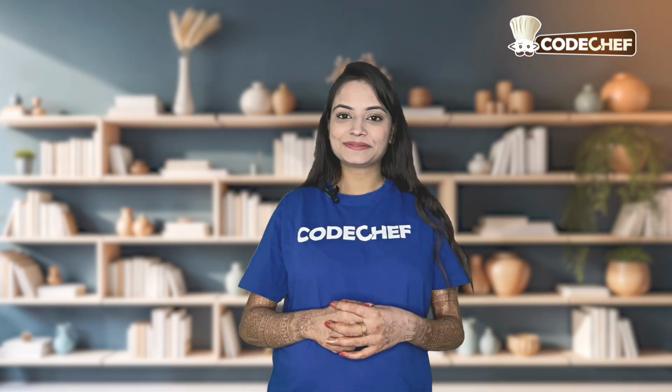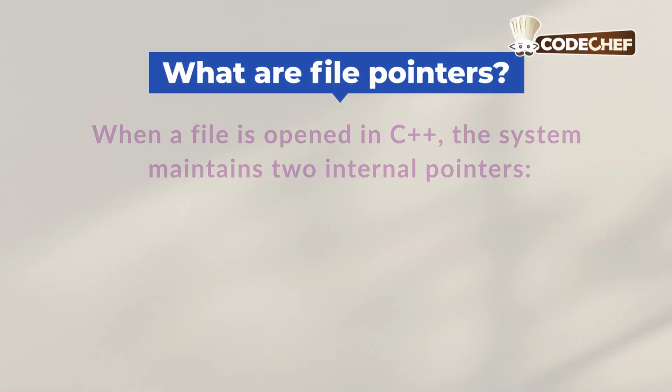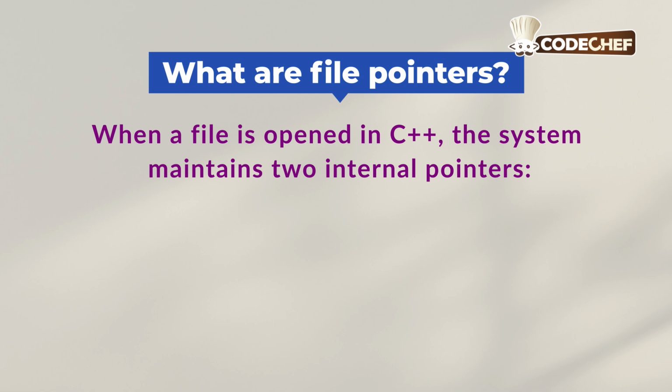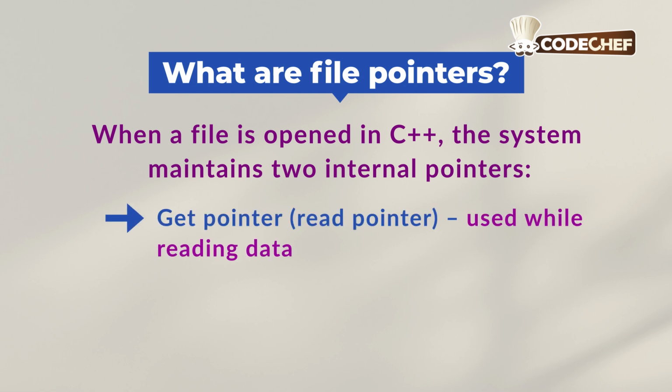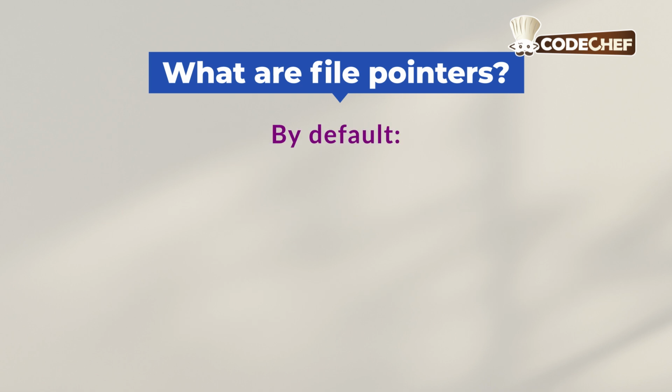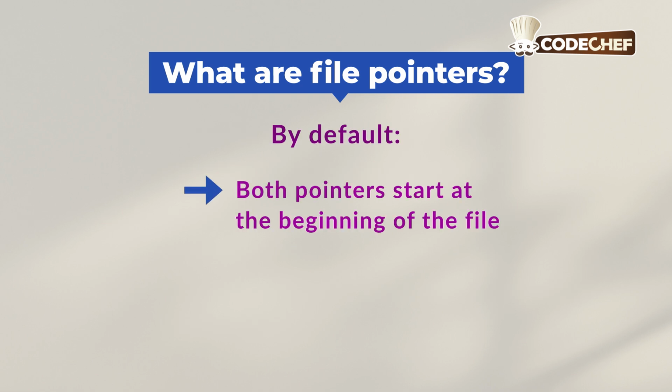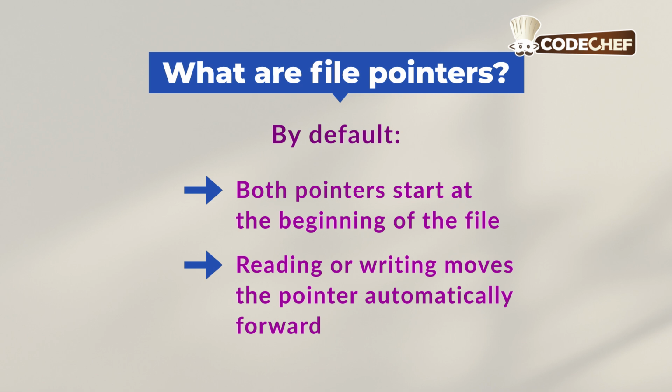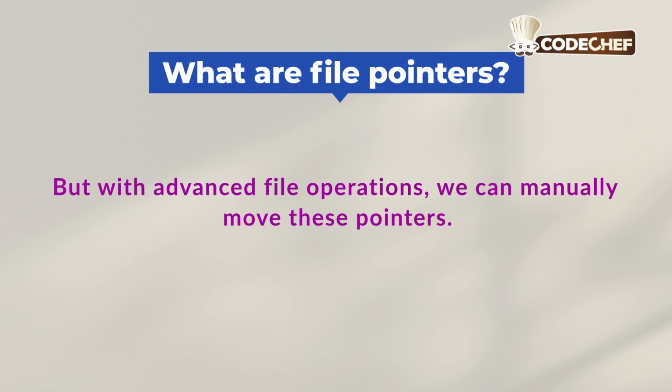So let's get started. What are file pointers? When a file is opened in C++, the system maintains two internal pointers. First is the get pointer, which is also known as the read pointer. It is used while reading data from a file. Second is the put pointer, which is also known as the write pointer, and it is used while writing data into a file. By default, both pointers start at the beginning of the file. Reading or writing moves the pointer automatically forward. But with advanced file operations, we can manually move these pointers. And in this lesson, we are going to learn how to do that.